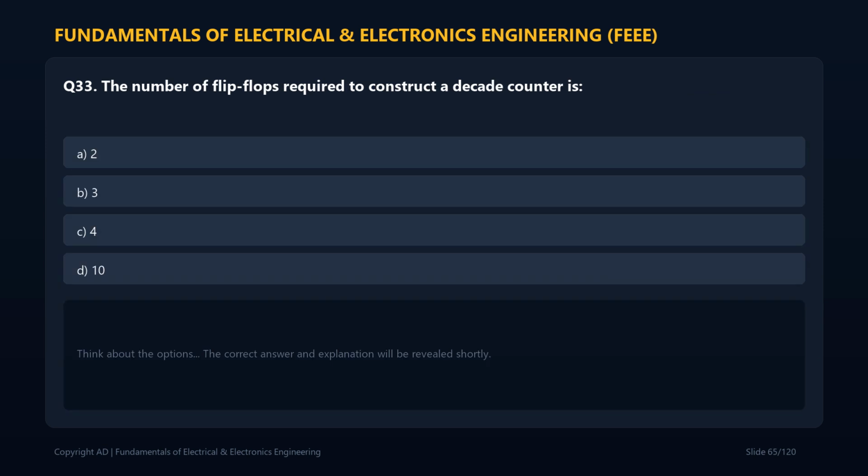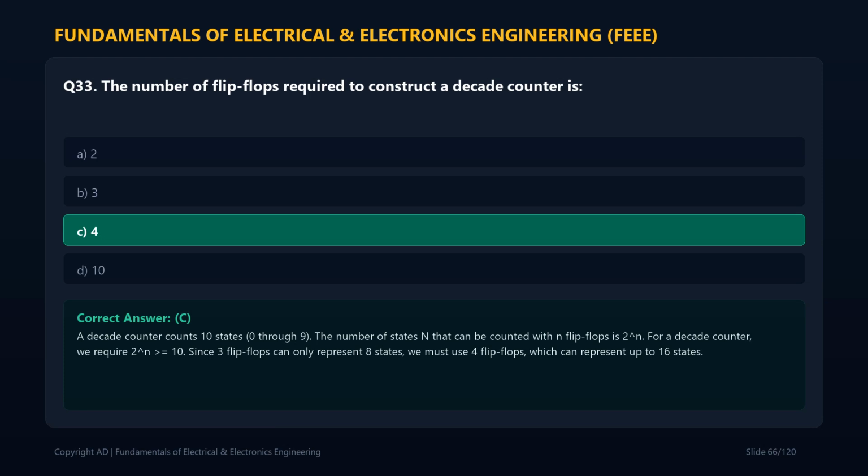Question 33. The number of flip-flops required to construct a decade counter is option A, 2, option B, 3, option C, 4, option D, 10. The correct answer is C, 4. A decade counter has 10 states. To count up to 10, we need n flip-flops such that 2 to the power of n is at least 10. 4 flip-flops are required since 3 can only count up to 8.